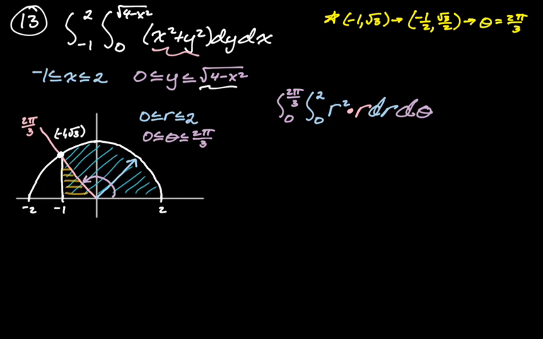Okay, so for the second region, the triangle, we have r going from 0 to x equals negative 1, which is not in polar, so we need to convert that.